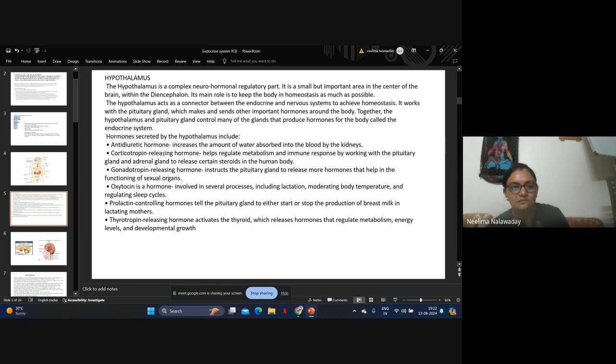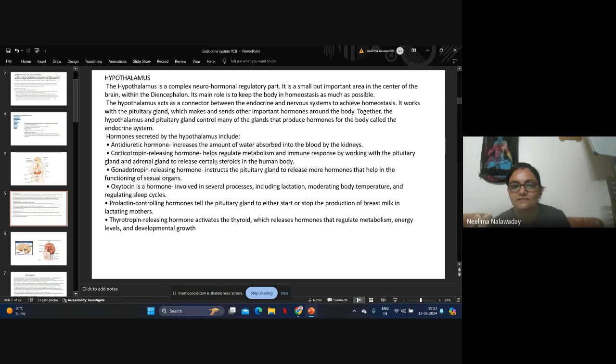So that is clear. Hypothalamus is connected with pituitary, pituitary is connected with the rest of the endocrine glands in our body, and this connection is called axis. So hypothalamo pituitary axis, hypothalamo pituitary thyroid axis, hypothalamo pituitary ovarian axis, hypothalamo pituitary adrenal axis. So like that it works.